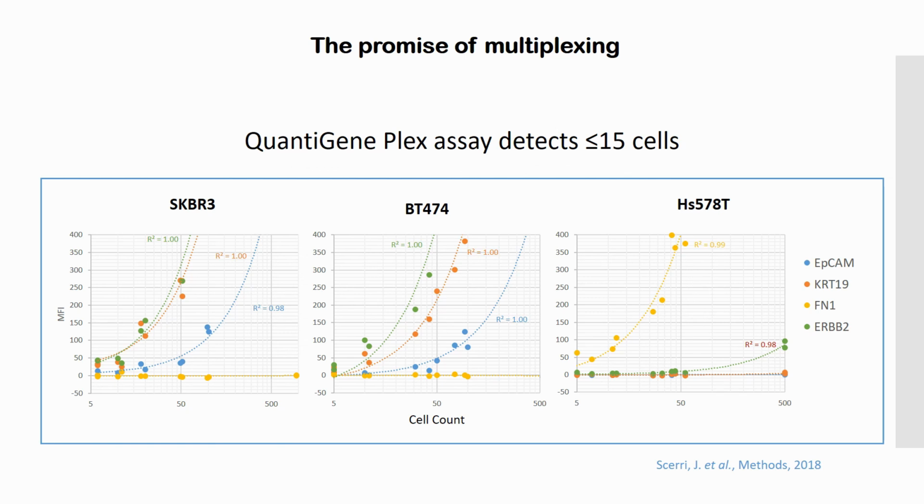With this other cell line, we can see that again EpCAM is high, but you don't detect lower than 40 cells, whereas with HER2 and cytokeratin 19, we can go down to 15 cells. That all depends on the expression level of these markers. Now look at this, this is totally different. HS5780 is negative for everything except FN1, and with FN1 we can even read 5 cells. So this shows the importance of multiplexing in detecting these CTCs.